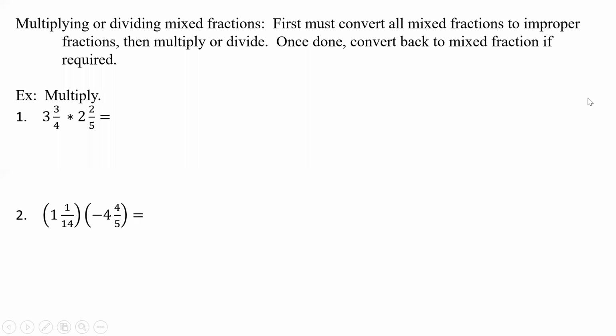All right. What if we're multiplying or dividing mixed fractions? So, see something like this. We have multiplying and then multiplying. Well, what we have to do first is convert those mixed fractions to improper fractions. So we can't do anything as they are. We have to convert them to improper fractions. And then we can either multiply or divide. And then once it's done, we have to convert back to the mixed fraction if required.